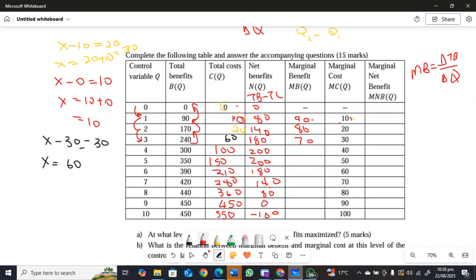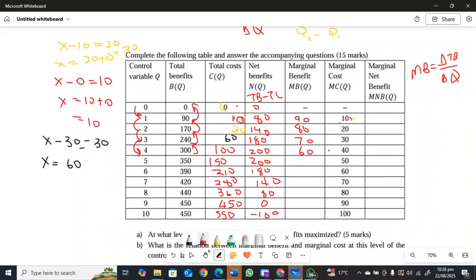As you can see, the more units we produce, the additional benefit is dropping and the additional cost is increasing. That's what you should notice here. So we move from 3 units to 4 units. Our output has increased from 240 to 300. What's the extra benefit? 300 minus 240, that is 60. It's brought an extra benefit of 60, and at the same time an extra cost of 40.